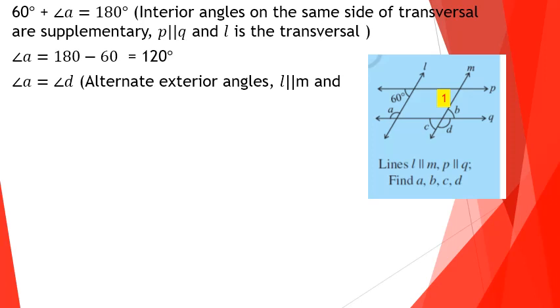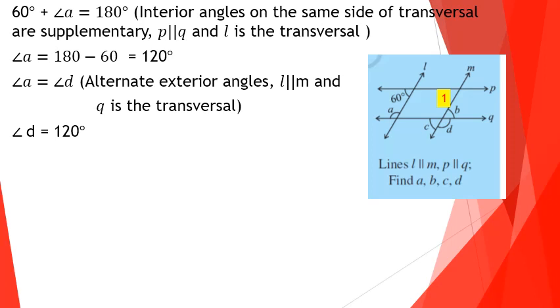Angle A equal to angle D. Alternate exterior angles. L parallel to M and Q is the transversal. Hence, angle D equal to 120 degree.